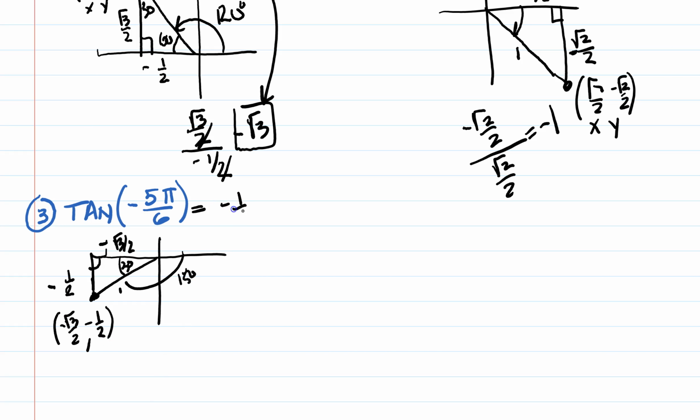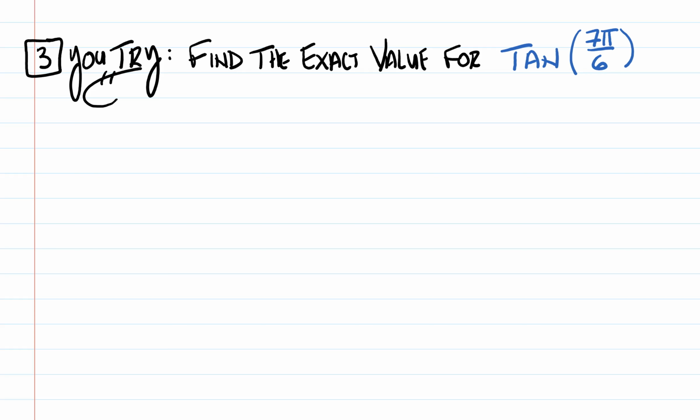So the Y value is negative 1/2 divided by negative rad 3 over 2. The 2's cancel, and I get positive 1 over rad 3, and we rationalize to rad 3 over 3. So in my calculator, if I were to plug in the tangent of negative 5 pi over 6 radians, I would get radical 3 over 3.